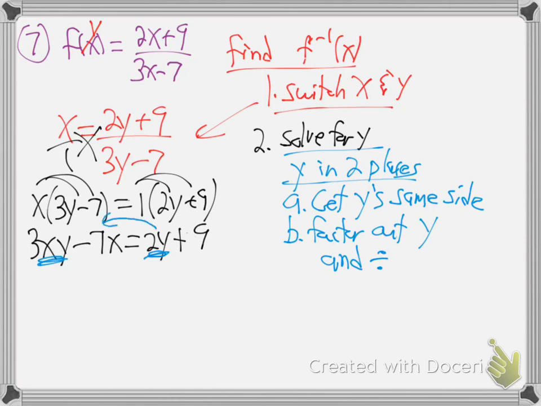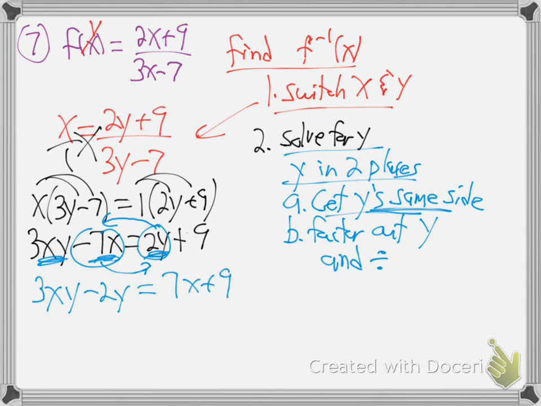So get this term over here and get this term over here. So when things switch sides, they change signs. Whatever sign was in front of them switches. So this will become 3xy minus 2y, right? That plus 2y jumps over to the other side and becomes minus 2y. And then this minus 7x jumps to the other side and becomes plus 7x. So now I got the y's on the same side. Now factor out the y.